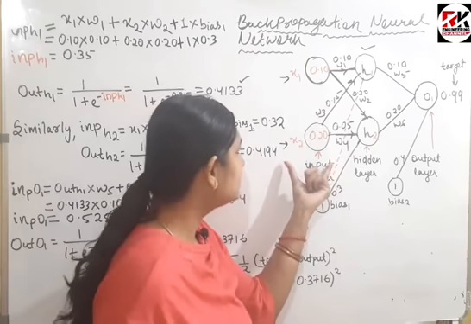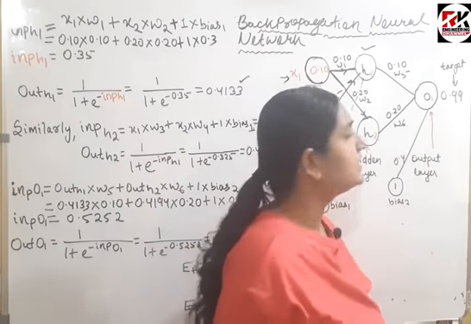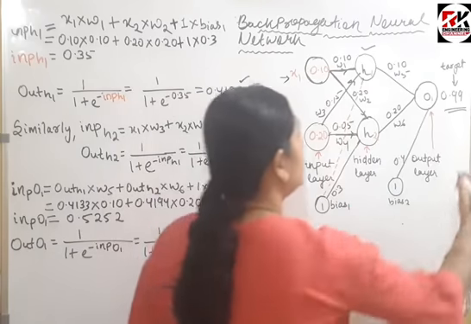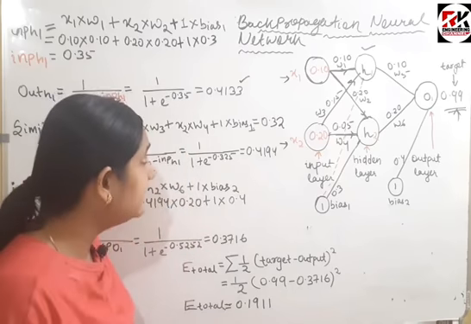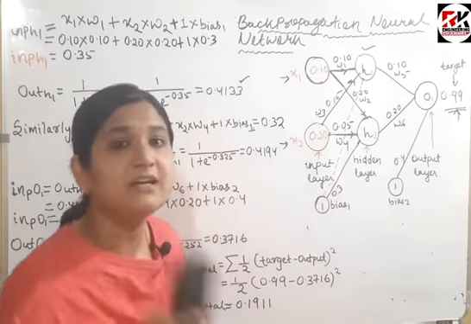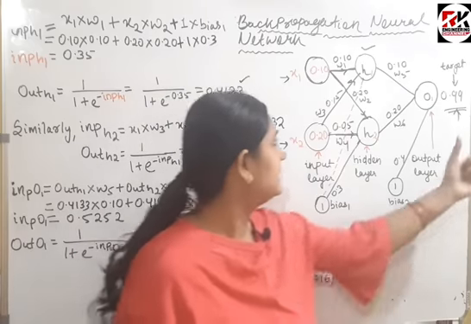Next, go to the output layer. This is the output layer and here you can see 0.99. This is nothing but your target output. I want that when I give my input as 0.10, 0.20, my output should be 0.99. So 0.99 is my target output.